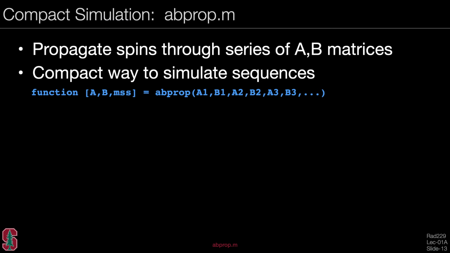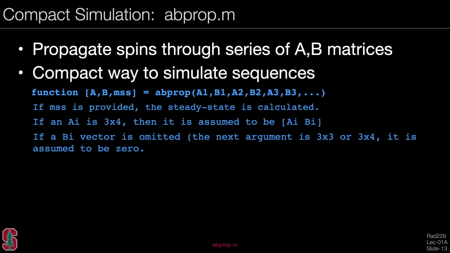So what you can give this function is a combination of A matrices and B vectors for each operation, something like this. Now, if the third argument is provided, the steady state is calculated, although this is very fast, so it doesn't really matter. We can also pass the A matrix here as a 3x4 matrix, which means we've basically assumed we're including the A and the B all in one argument. And we can also neglect the B vector, and then the B is just assumed to be 0. So this works quite well if you want to use this.